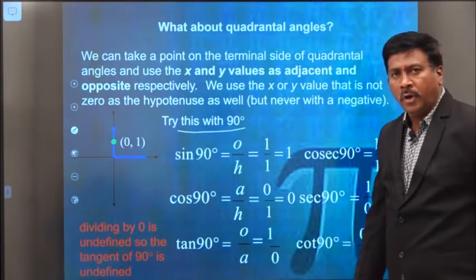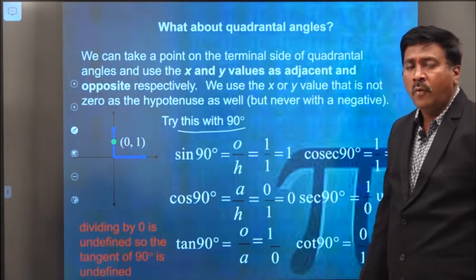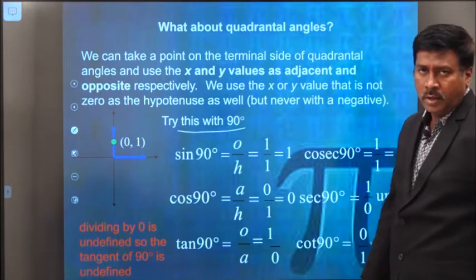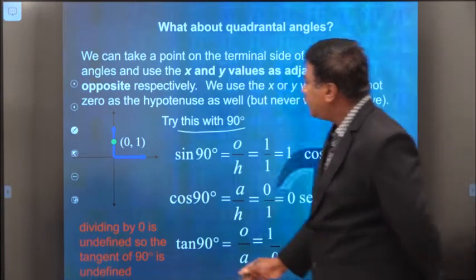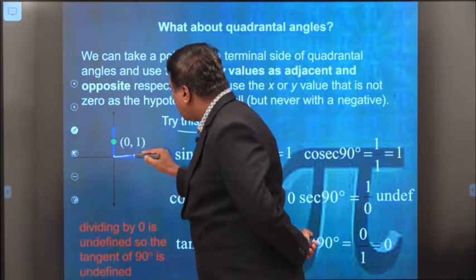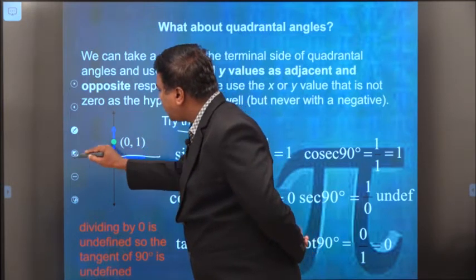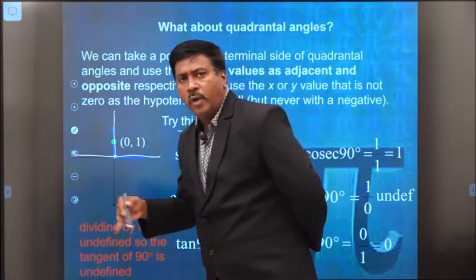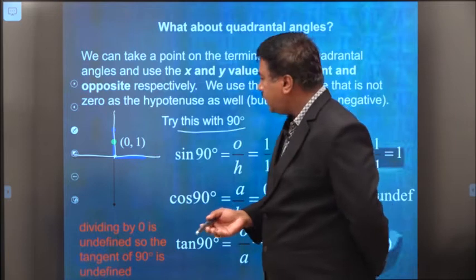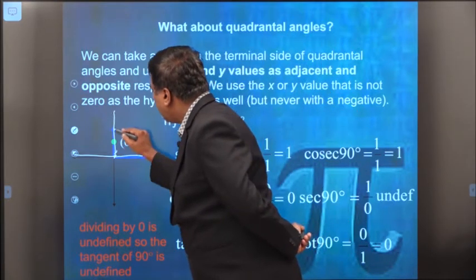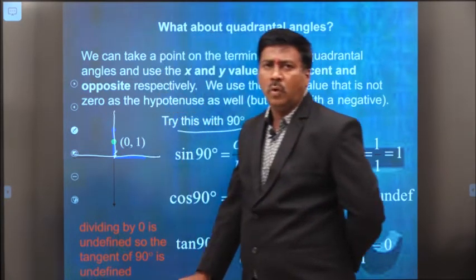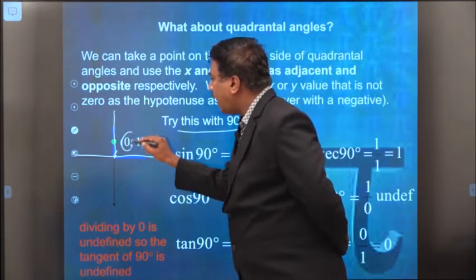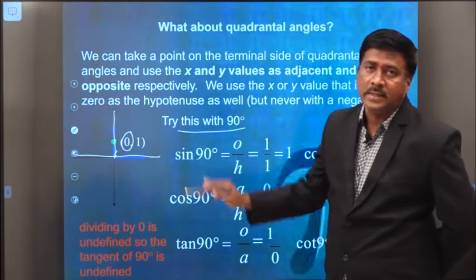Therefore, try this with sine 90 degrees. At 90 degrees, how do we find the values of sine, cos, tan and cosecant, secant and cot? Please all of you see this. This is the positive x-axis, this is the negative x-axis, and this is the positive y-axis. We have to find the value for sine 90 degrees. This point lies on the positive side of the y-axis, so the x coordinate value is 0.